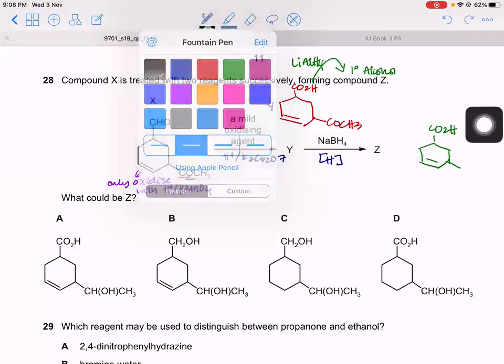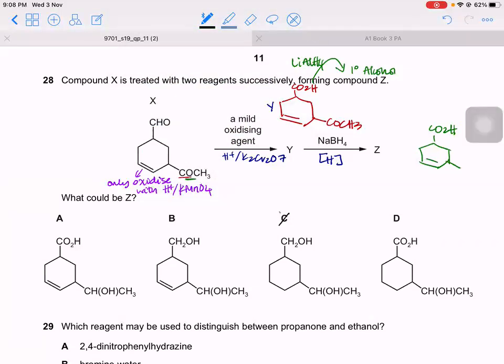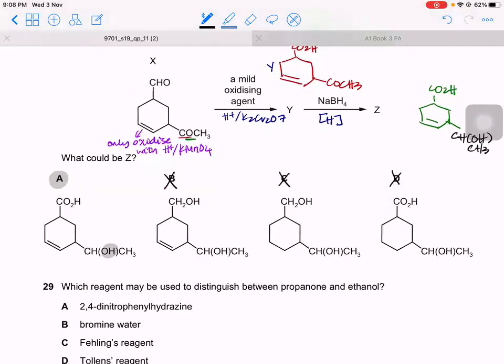So first thing, the acid stays as it is. Can't be C, can't be B, because they're changing the acid. Acid will not change because acid only reduces in the presence of LiAlH4. Yes? So B and C are not your answers. Can't be D because they've removed the double bond. The double bond will not reduce with NaBH4. Answer therefore is A. Do you see the secondary alcohol right here on the ketone? So that is CHOH, CH3. Yes? And the acid stays as it is.